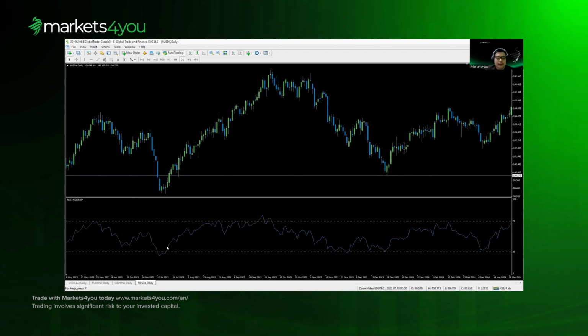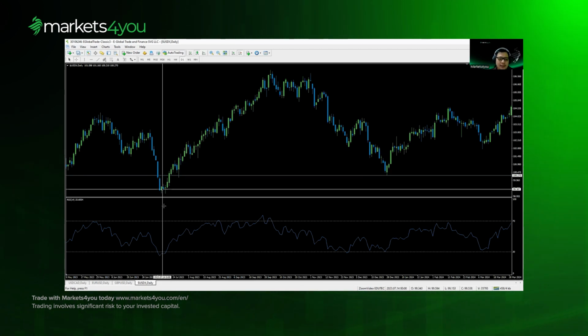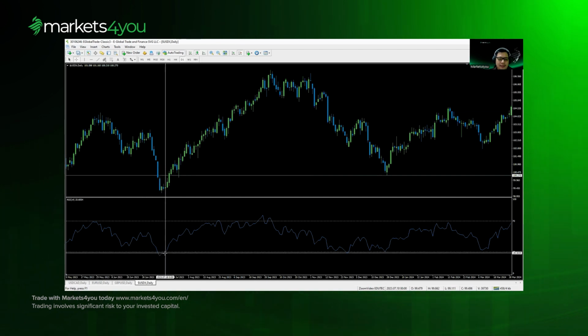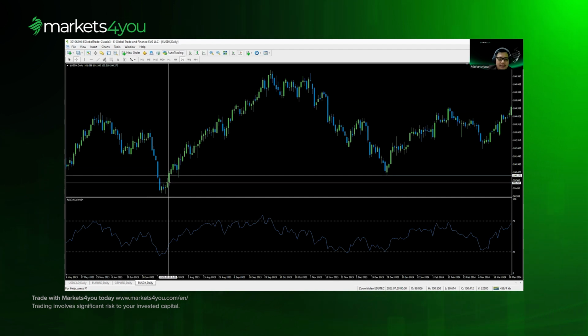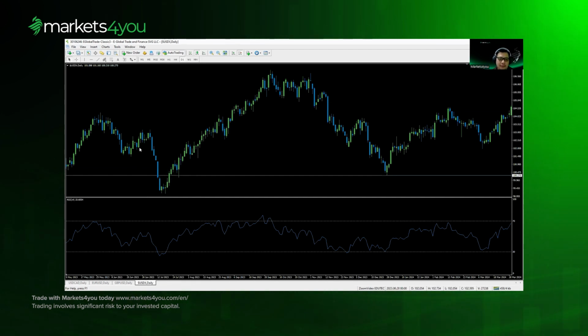Now, let's see this one. You can see that the price is moving lower, and this is historical. Whenever it moved back above the 30 level, the price moved higher, changing direction from lower to higher movement.